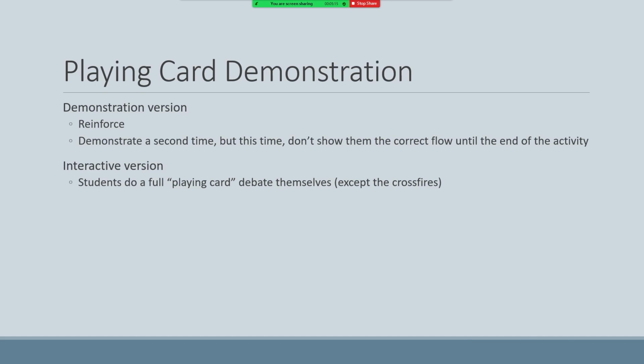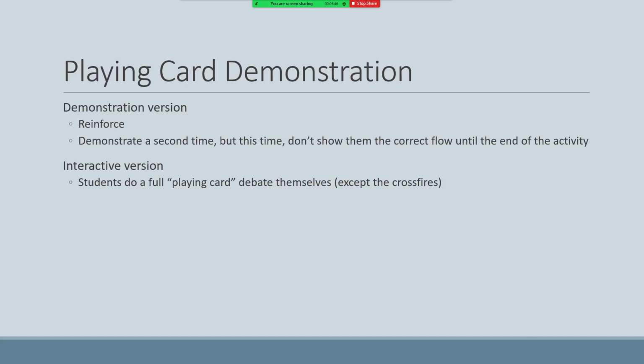After running through this activity once, like we just did, what I usually like to do to reinforce the flowing component of the skill is to do the same activity. So again, just improvise the speeches with the cards, but not show them what the right way to flow it is, and just have them give it a try and write down their own version of how they think it should be flowed.